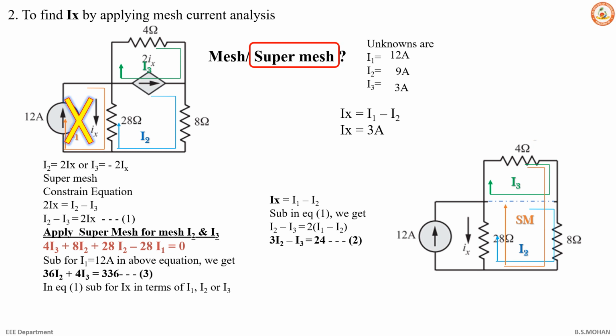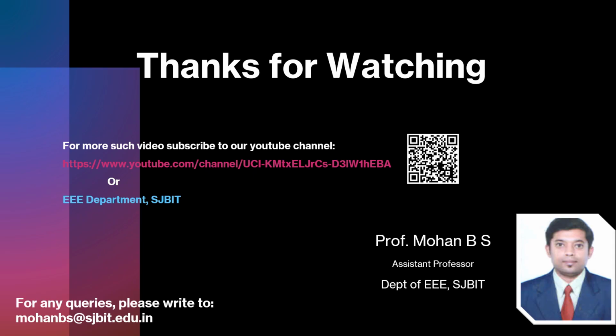And how do we decide whether it's a normal mesh or super mesh? If I have a current source, either dependent or independent, linking two meshes, then we call those two meshes a super mesh. And how do you write super mesh? Write the constraint equation and then apply super mesh.